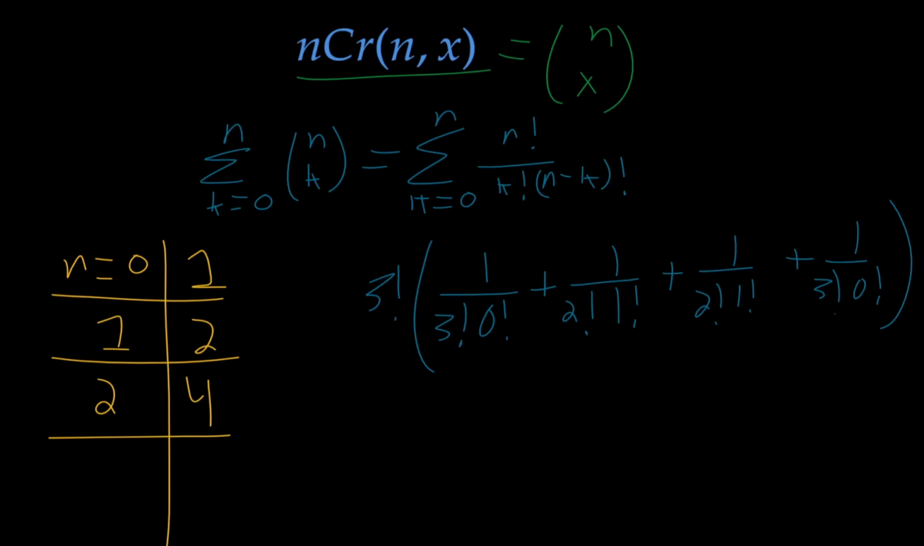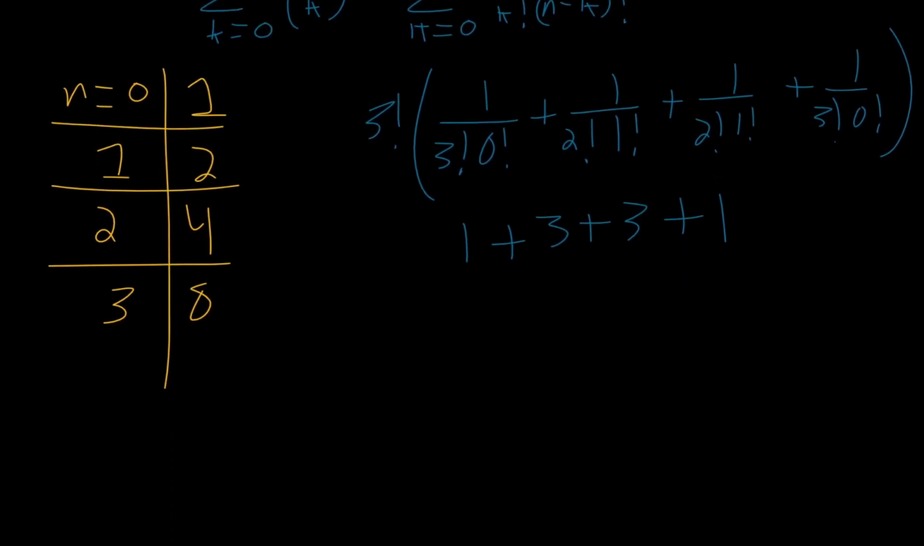Distributing the 3 factorial, which is just 6, we find that we have 1 plus 3 plus 3 plus 1. And this is just the sum of each line of Pascal's triangle, which is quite interesting. And that right there is just going to be 8. And you might see a pattern starting to emerge here.